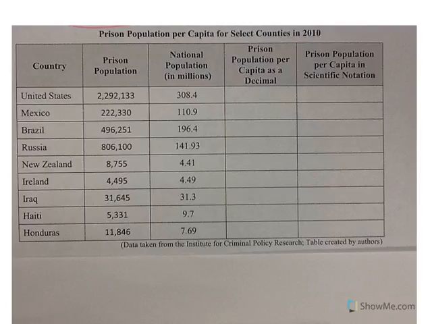All right, let's do some skills practice with per capita. In this one we have prison population and the national population for different countries, and we want to find the prison population per capita. So we're going to take the number in prison and divide it by the total population. Now, one thing to recall is the population is in millions.